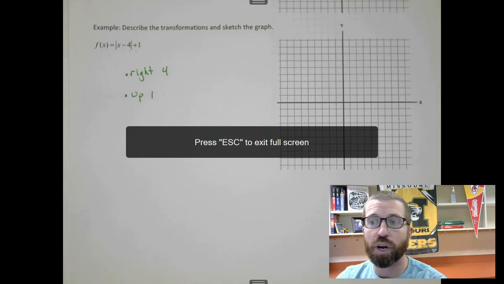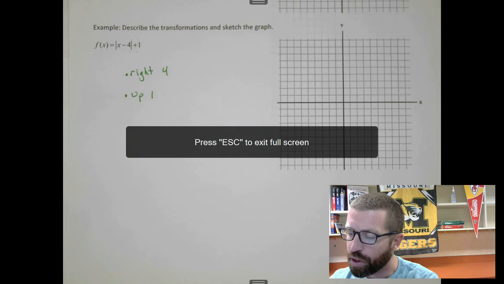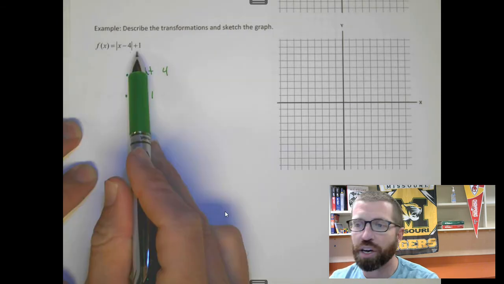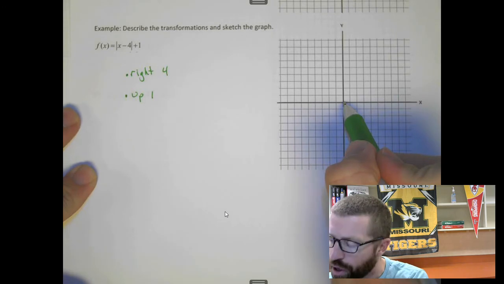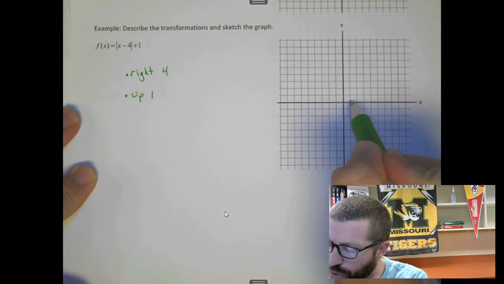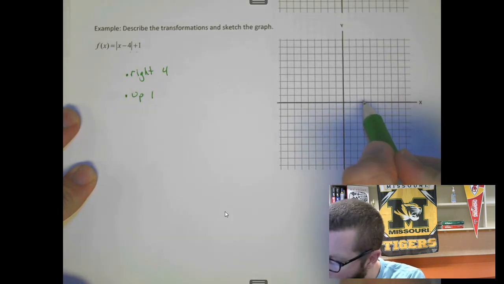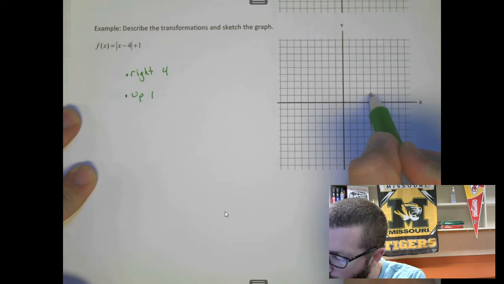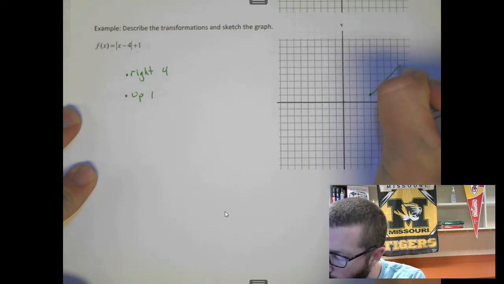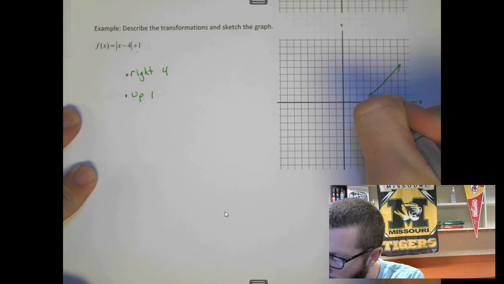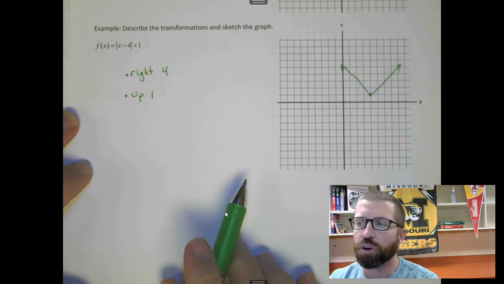But here it's right 4 and then up 1 because of this 1 here. And so this absolute value function looks like a V that starts at the origin, 0, 0. But we're going to take that V and move it right 4, 1, 2, 3, 4, and up 1. So here's my new vertex. And then it just continues with the slope of 1 in both directions. Try to get that as good as possible. And so there is your graph.